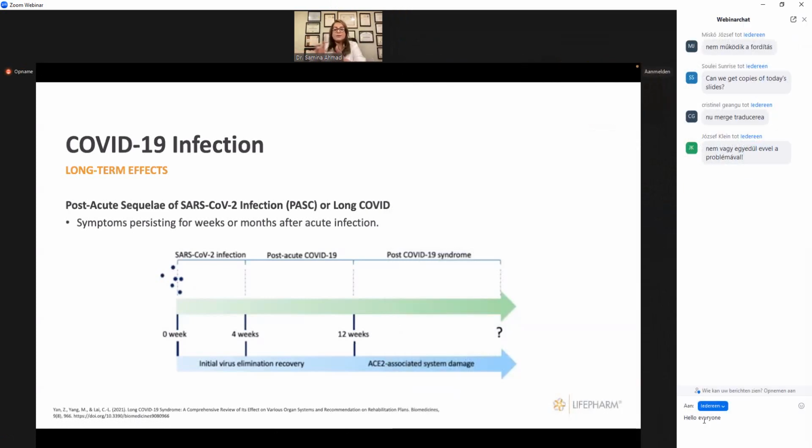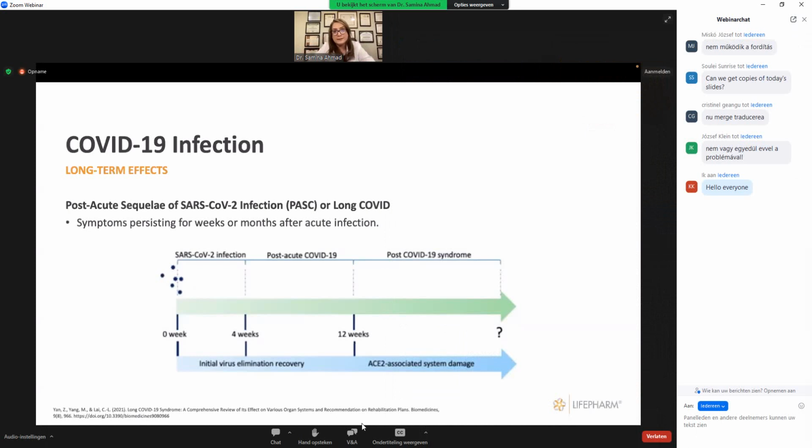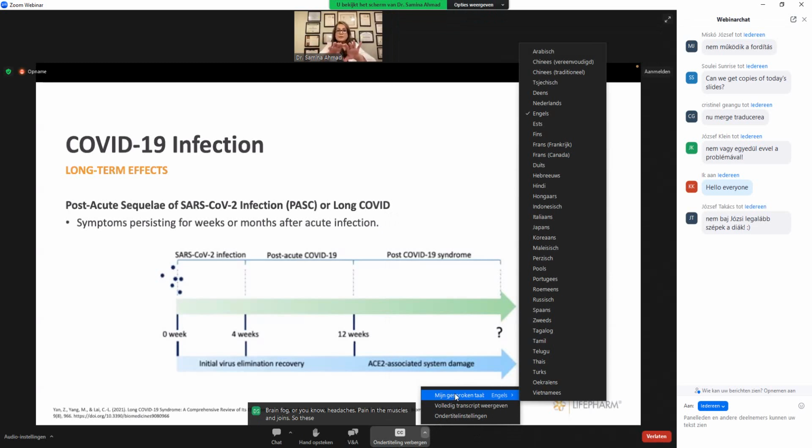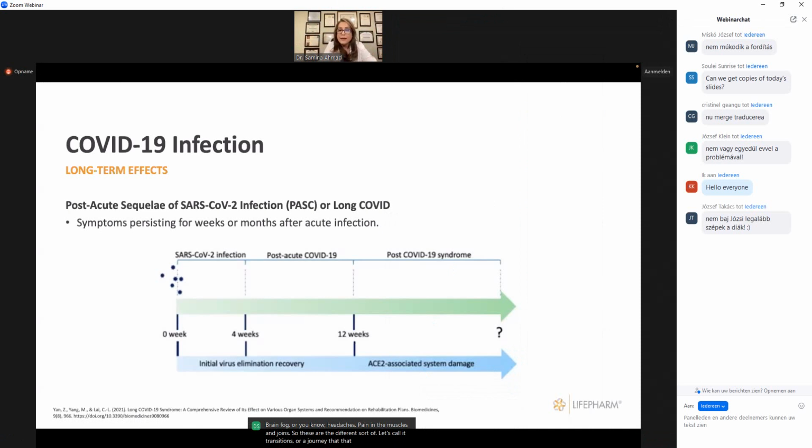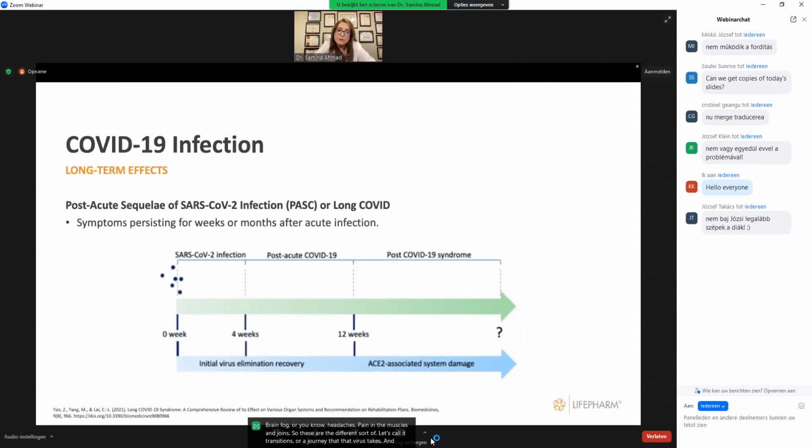And then we come to the third one, which is also under the umbrella of long COVID, which means that the symptoms carried on beyond the 12 weeks. And I know people who are still complaining of symptoms like brain fog, headaches, pain in the muscles and joints. So these are the different transitions, or a journey, that the virus takes. And there's a little writing over there.